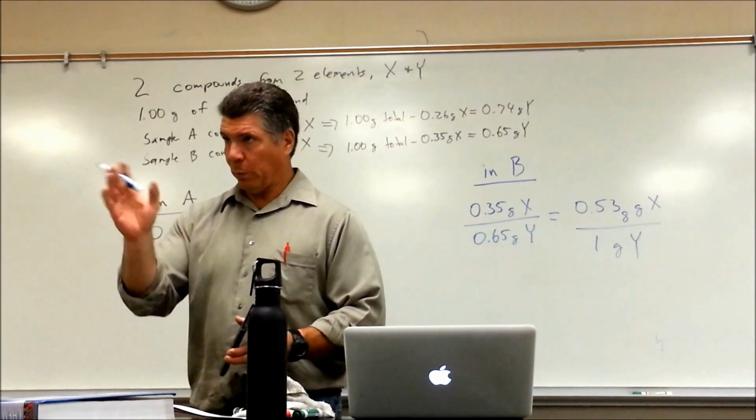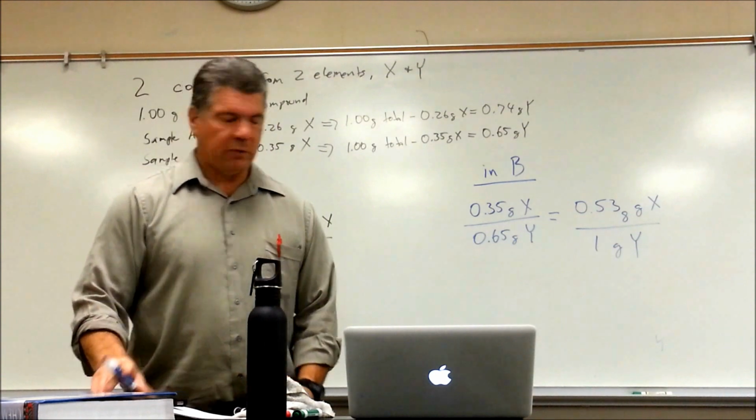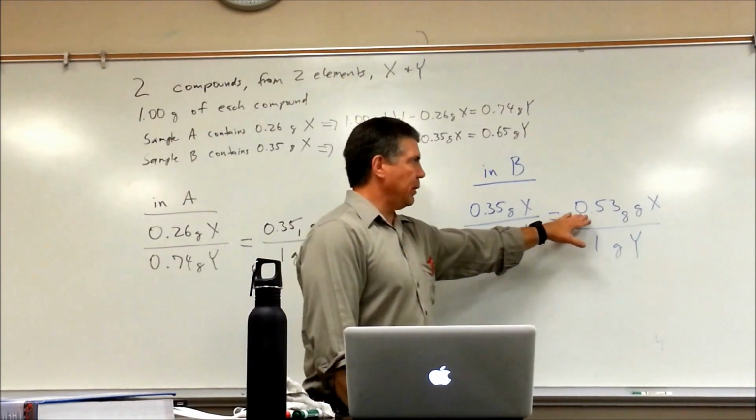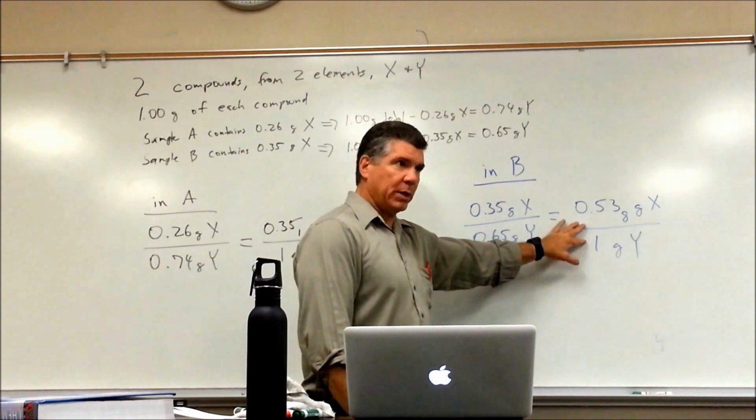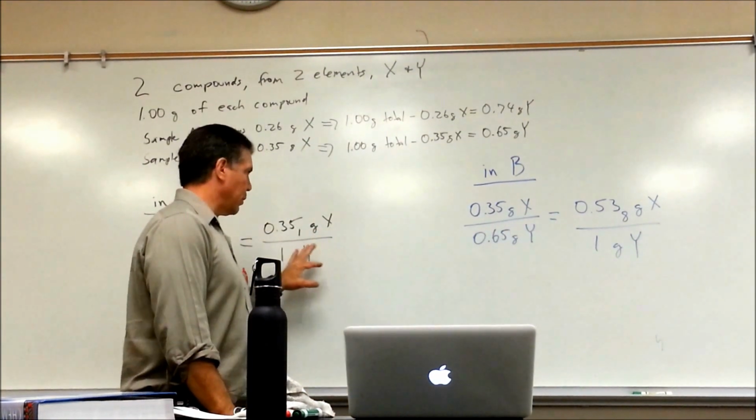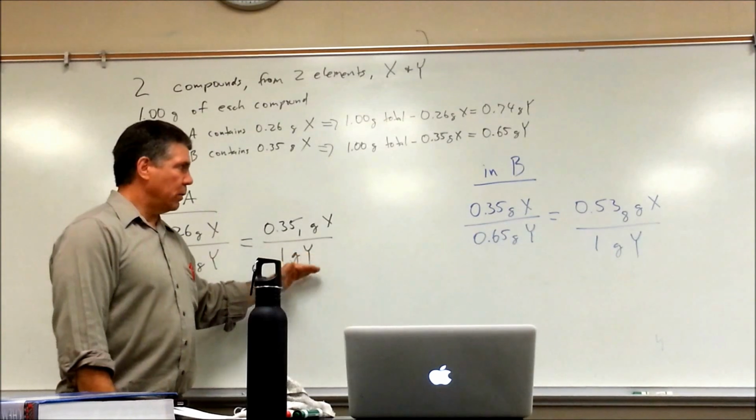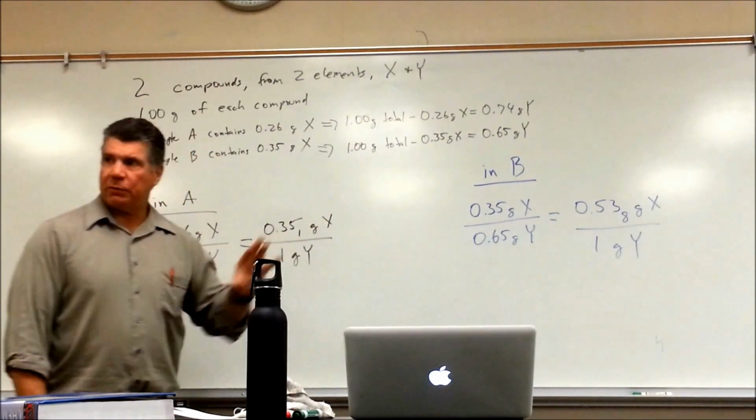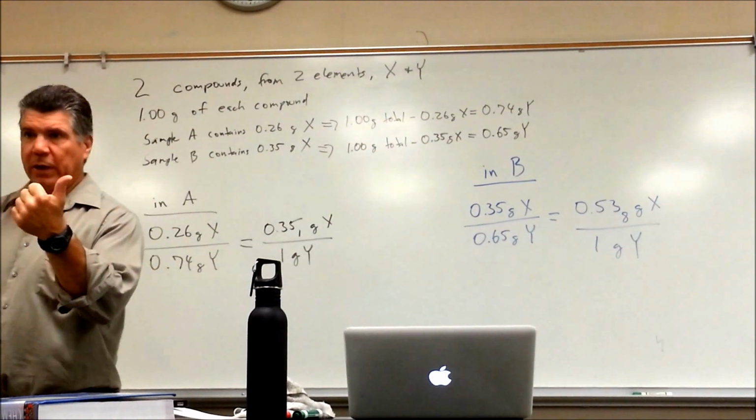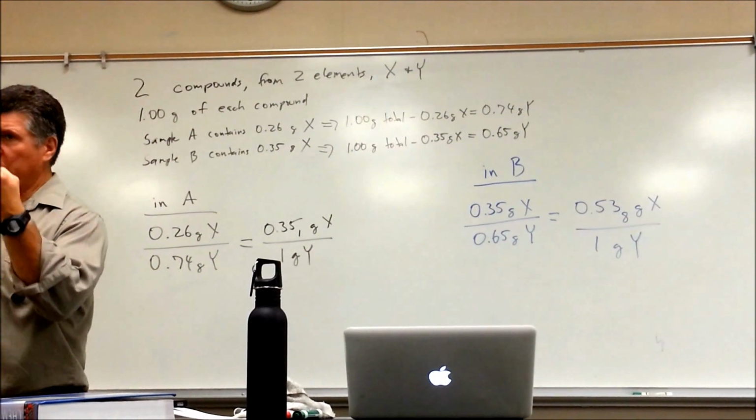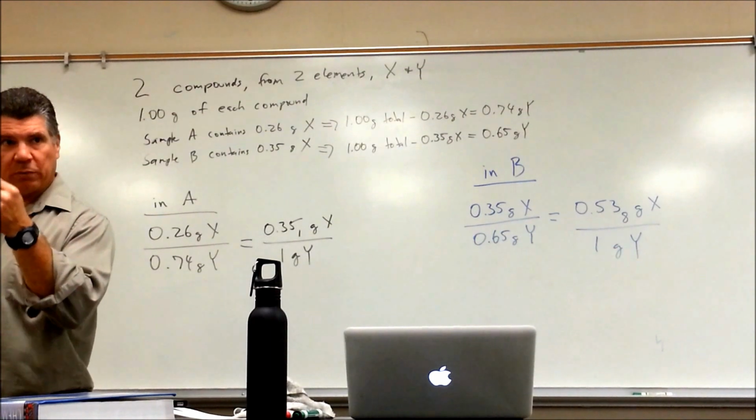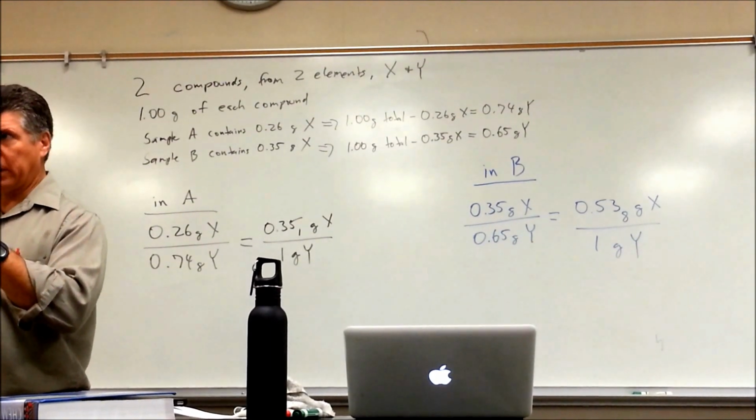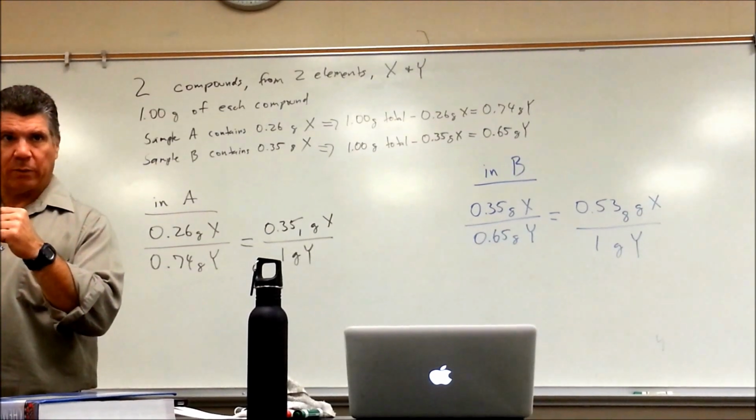You guys still with me? What we're going to do now is take the ratio of grams of X in 1 gram of Y in B to the grams of X in 1 gram of Y in A. The grams of Y are constants, so they cancel out, and that'll give us the ratio of the grams of X in B to the grams of X in A, which is the same as the number of atoms of X in B to the number of atoms of X in A. You guys buy all that?